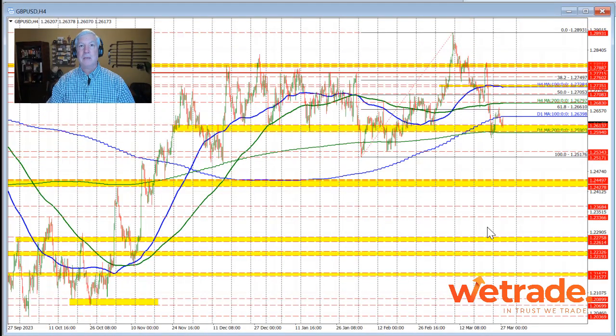Finally, let's take a look at the sterling versus US dollar. We're looking at the 4-hour chart. And trading last week, the price fell below the 100-day moving average. It's the blue line of the chart. It also fell below the 200-day moving average. That's the green line in this chart, but the momentum to the downside could not be sustained. The price closed right in between those two moving averages.